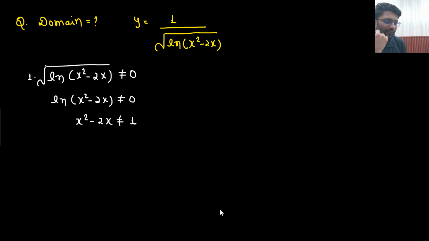Right? And at what point will they become 1? So they should not be equal to 1, or you can say that x square minus 2x minus 1 should not be equal to 0. Okay, so what are all the roots we are getting?